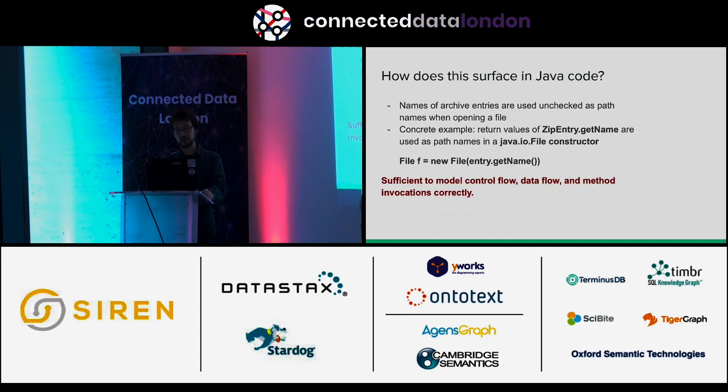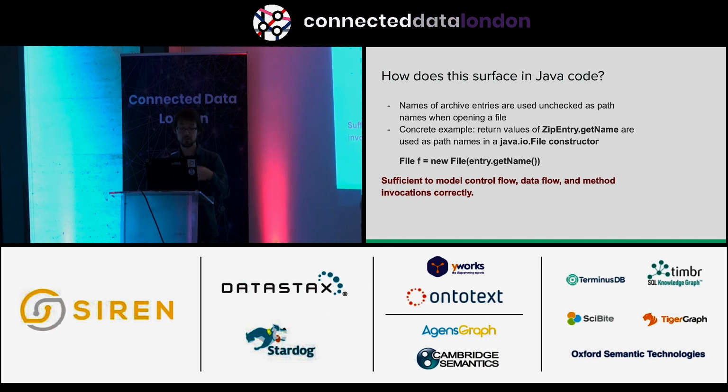Now, what would that look like in Java? I mean, it can look very complex, but this is the most simple form. So you have a zip entry, and you say getName on it, and then you call a file constructor. So that means you're opening that file, and if there's no validation of this entry getName, then this could contain that .. and then you should check the code to see whether there's a vulnerability there or not.